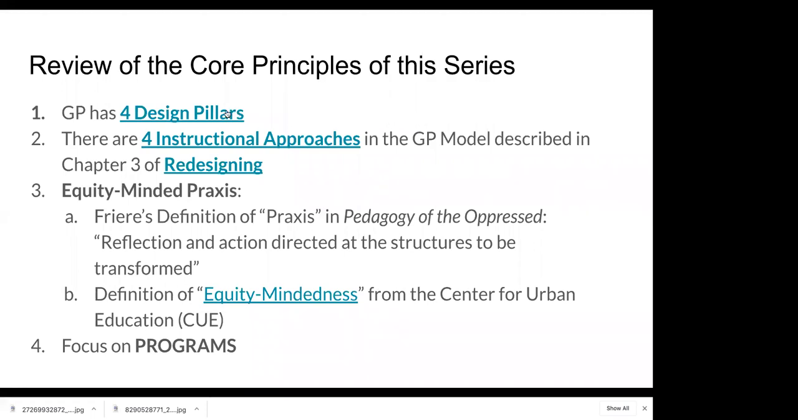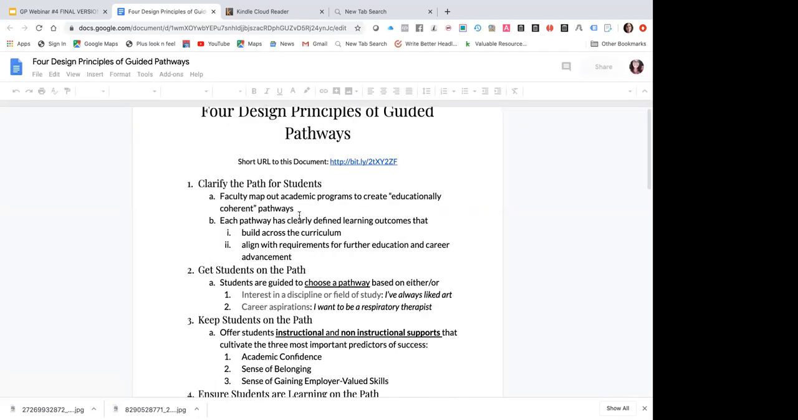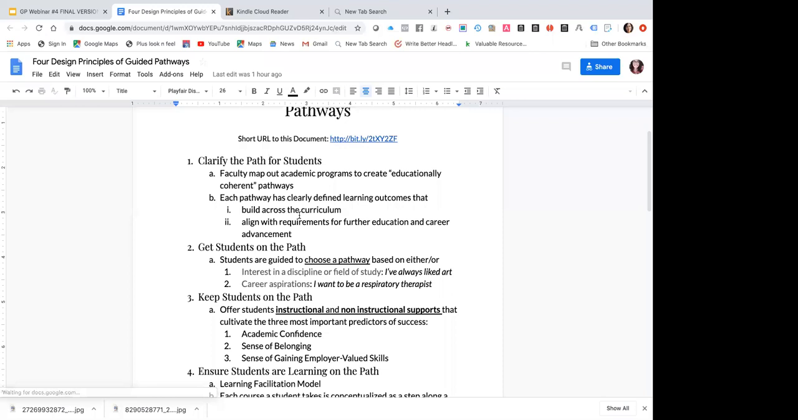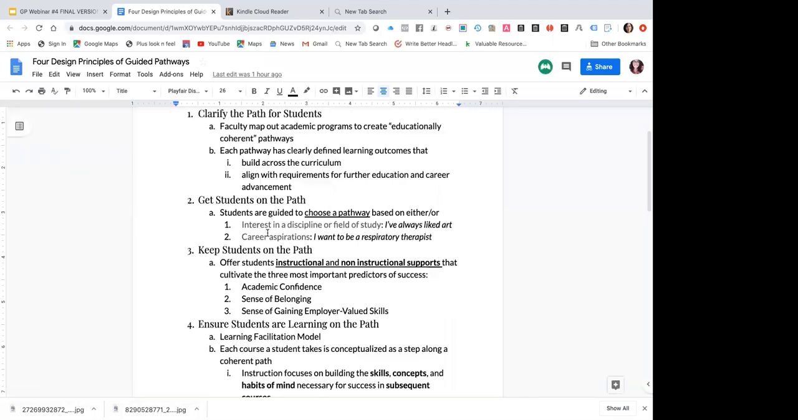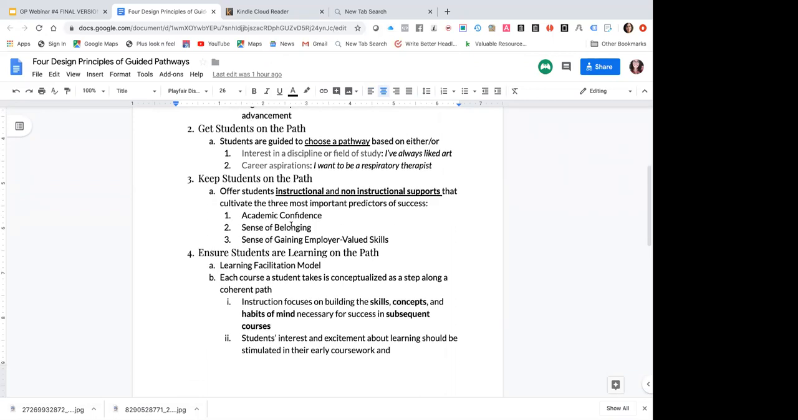And so the 4 design pillars, I've created a one-pager for them. Essentially it is: clarify the path for students, get students onto the path, keep students on the path, and ensure students are learning on the path.